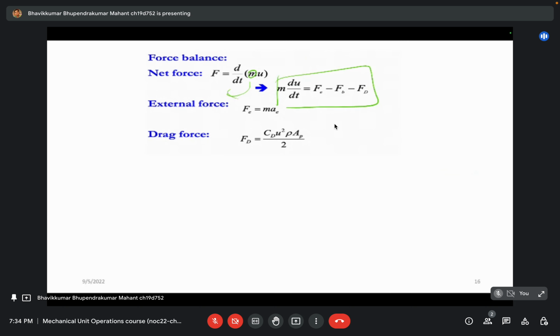That's why Fe minus Fd minus Fb. External force is m a_e. Consider drag force is CD u square rho Ap by 2. It's the same equation of CD. So Fd by Ap upon rho u squared by 2. If you just make the rearrangement, at the end you will get a drag force value like this.